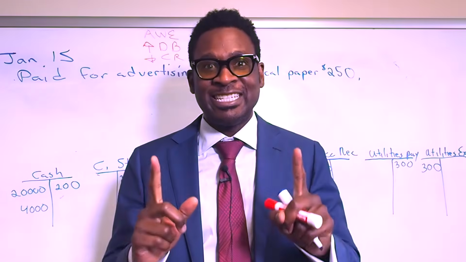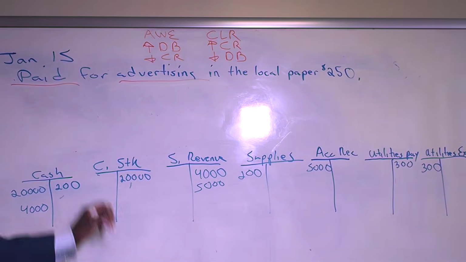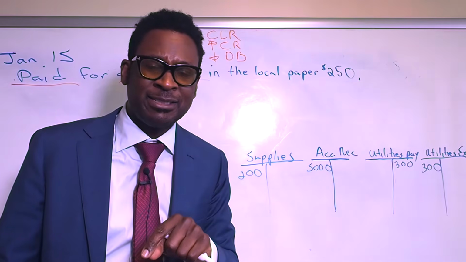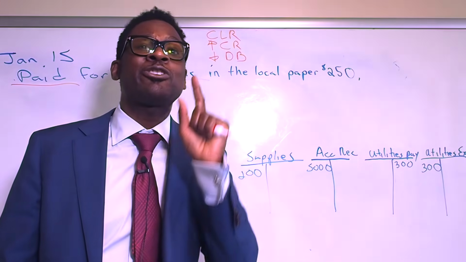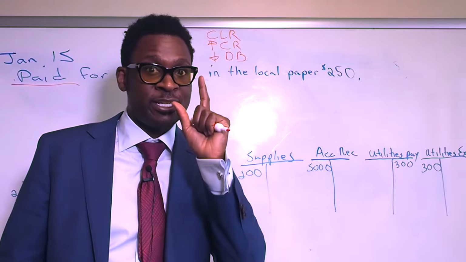Transaction number 6, January 19, paid for advertising in a local paper of $250. This is a cinch, right, gang? Keywords: paid, advertising. We already know, gang, when we see the word paid, we know cash is going down. And since cash is a part of the all gain, we always credit cash. You see the word paid and the company is paid for something, credit cash.